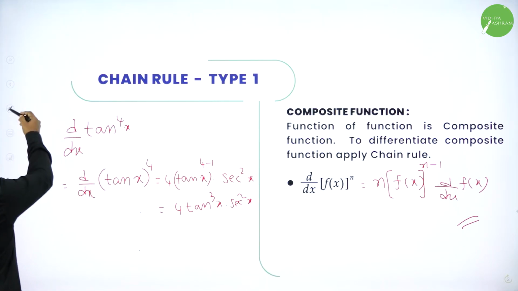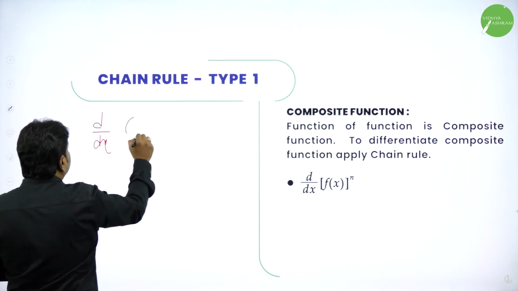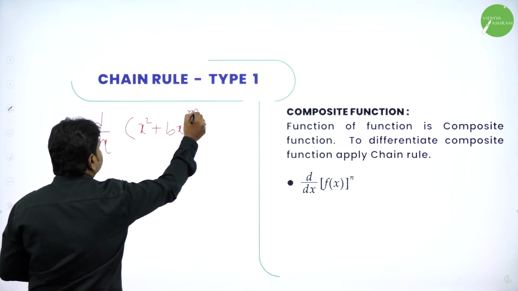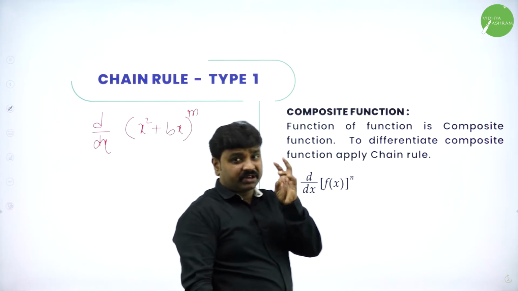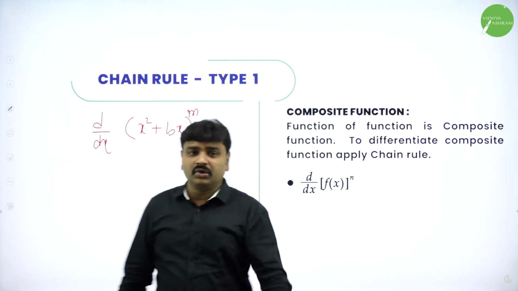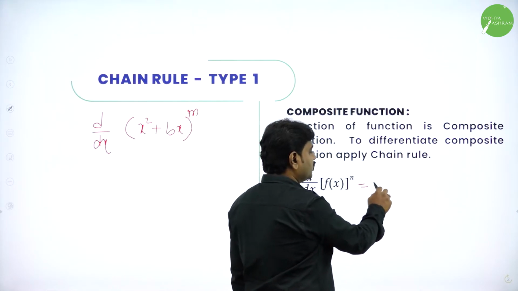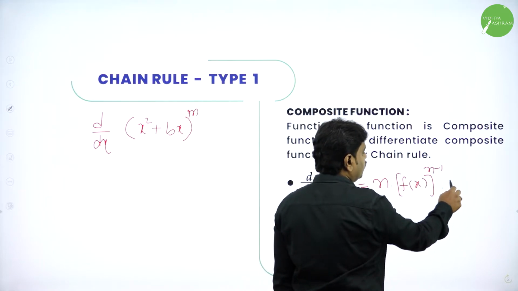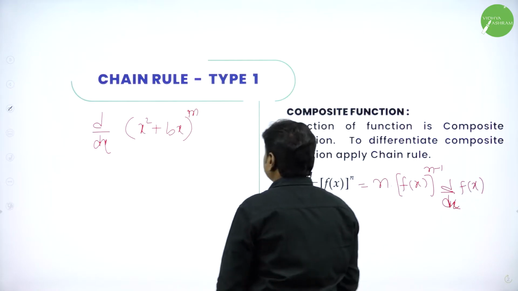And for 5 markers, we have this question. Say d by dx of (x square plus bx) power m. All of you know all alphabets except x and t are constants. Here b is constant and m is also constant. So now it is again in the form f of x power n. What is d by dx of f of x power n, my dear students? n into f of x power n minus 1 into d by dx of the internal function, that is f of x. Same thing you can apply here.